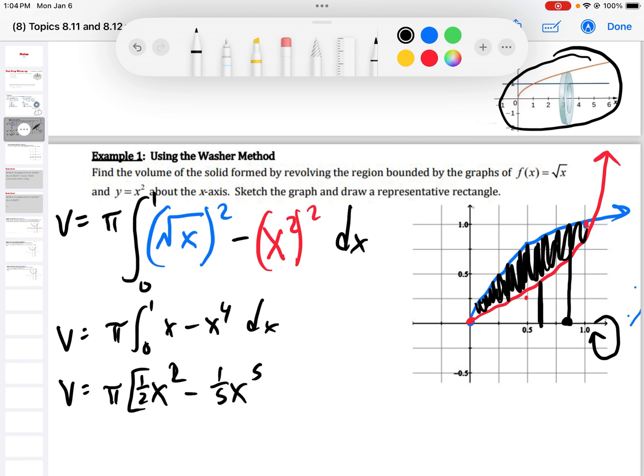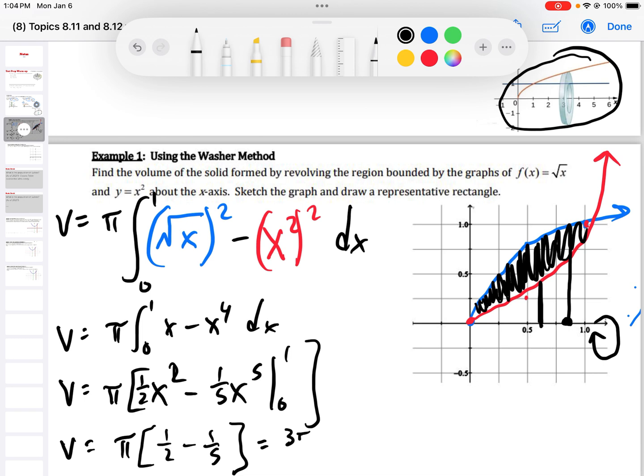Minus 1/5. Now if I write that from 0 to 1, and plug in 0, that lower limit of integration, it'll all zero out. But if I plug in 1, I get pi times 1/2 minus 1/5. That would be my safe stop answer. But combining terms with common denominators, I get 3 pi over 10. So that would be the volume if I rotated that overlapping part around the x-axis.